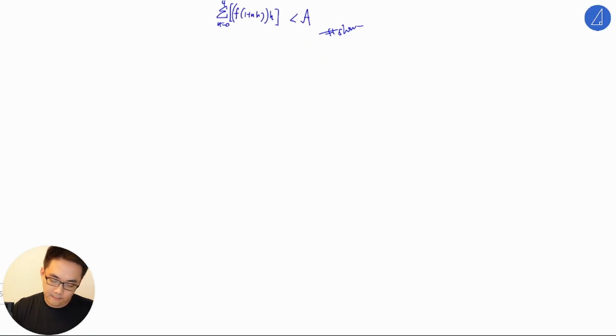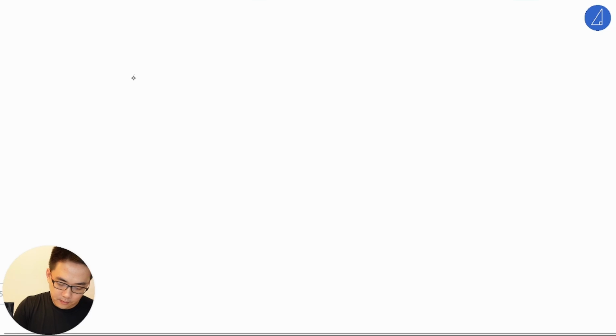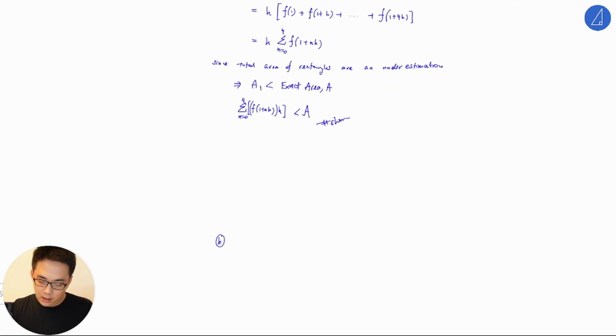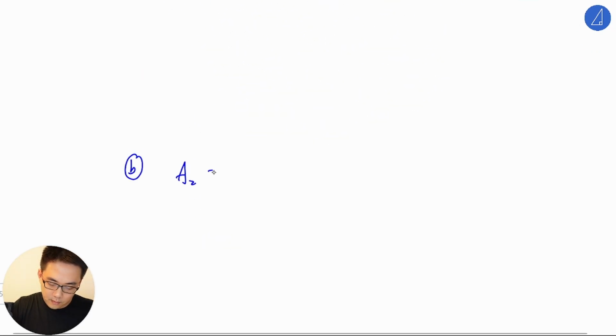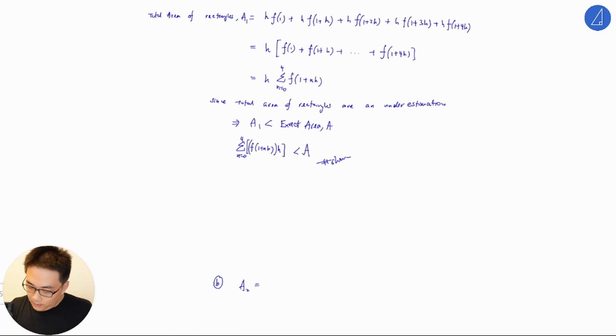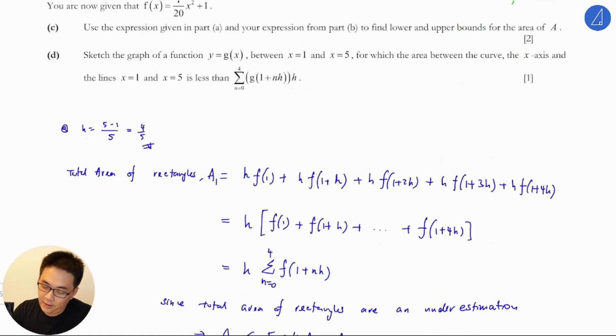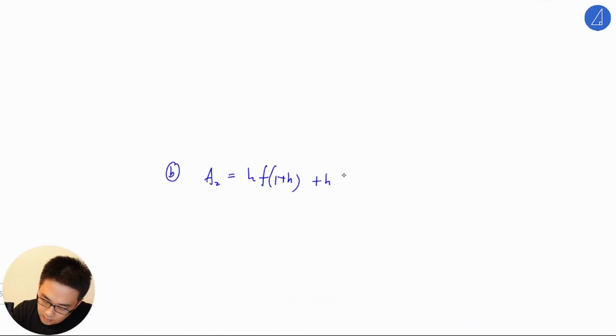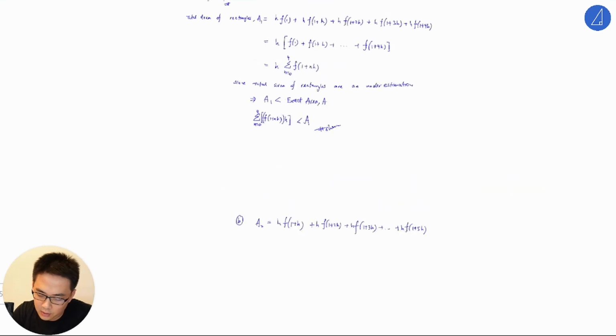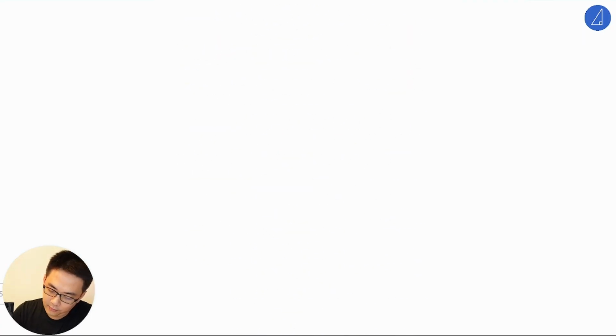So hence for part B, you take A2. It's only 1 mark. Now you're taking the right bound, so you start from 1 plus h first. 1 plus h. You end with 1 plus 5h. Am I right? 1 plus 5h. 1, 2, 3, 4, 5. Yeah, 5h.